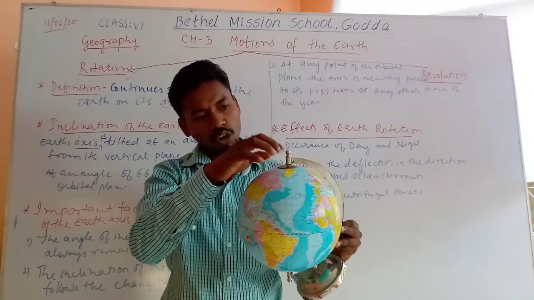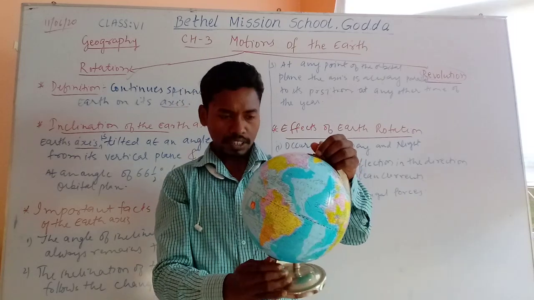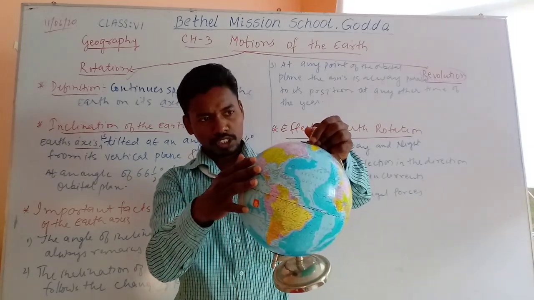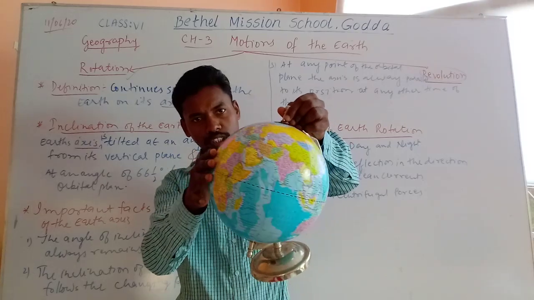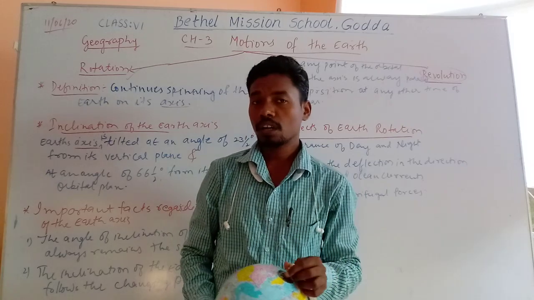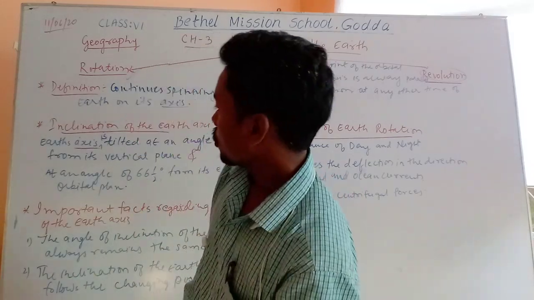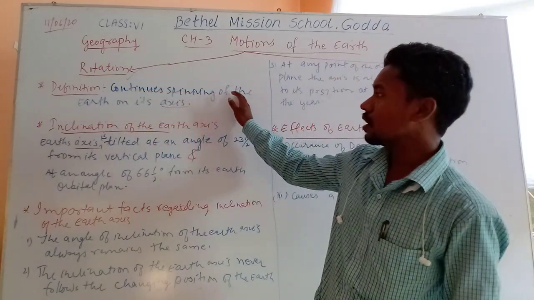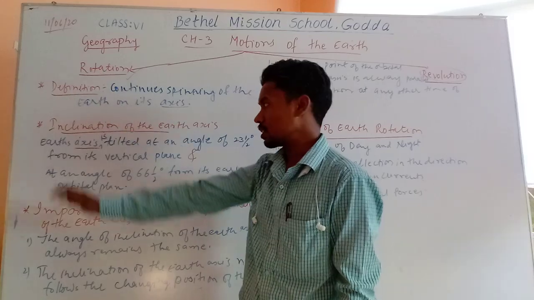So this is called what? Axis. And if an object starts to move about its axis like this, this type of motion about its axis is called what? Rotation. So the continuous spinning of the earth on its axis is called rotation.